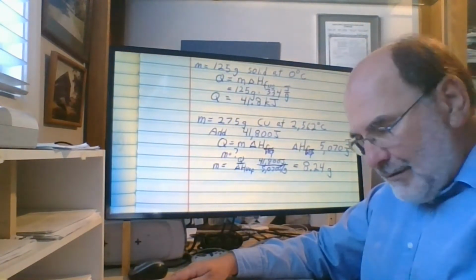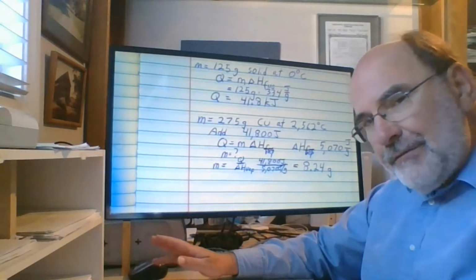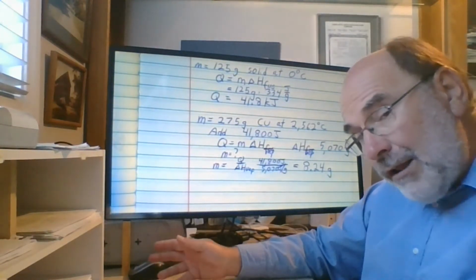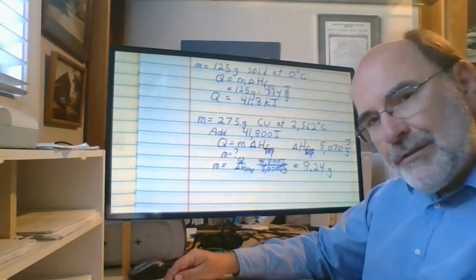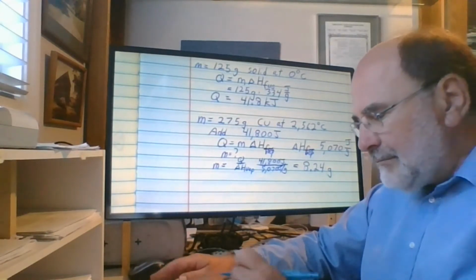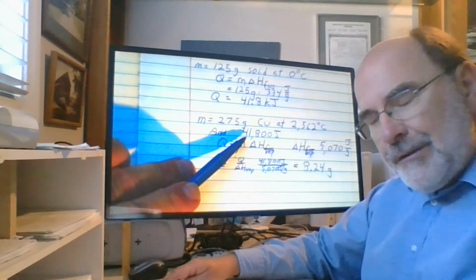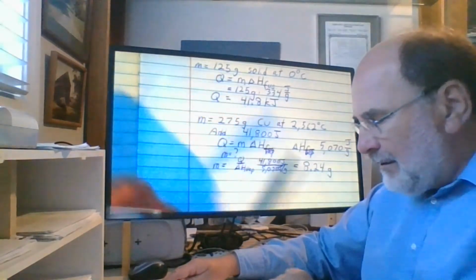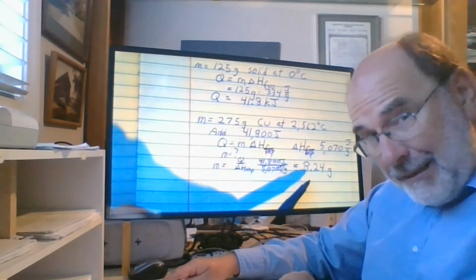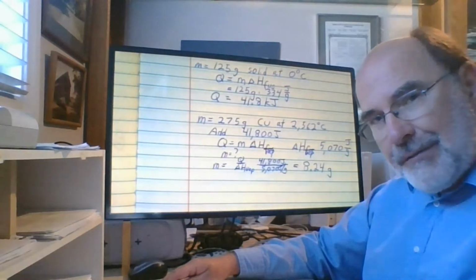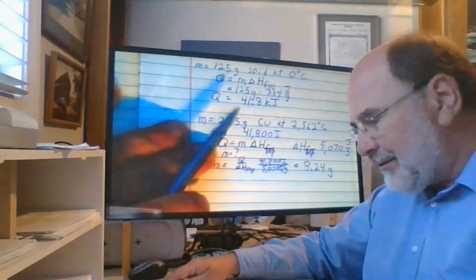It means I don't have enough heat energy to melt all of the copper. Vaporize all of the copper. 41,800 joules is only enough to vaporize 8 grams out of the 275 grams that I started with.